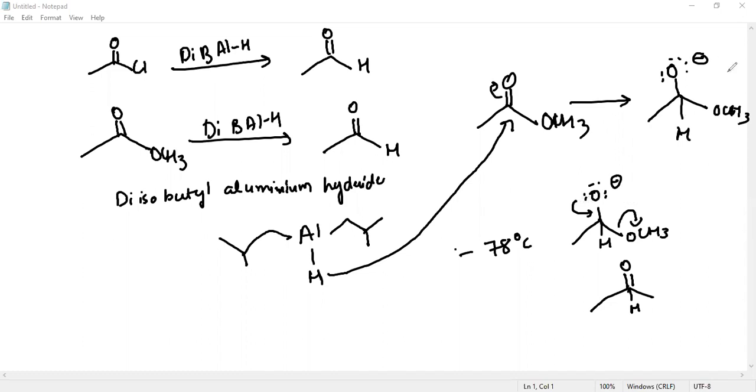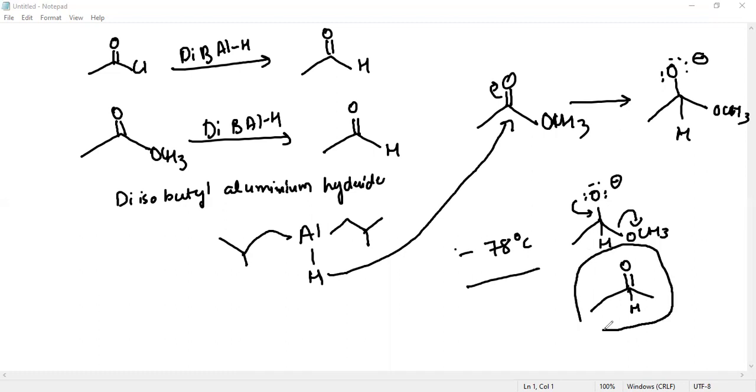When you get this intermediate, it is stable at minus 78 degrees Celsius. The temperature has to be very, very low. Otherwise, what will happen? This will not be stable. So this will push down, and this will be kicked out, because you do know that OCH3 is a good leaving group. So you'll be left with this aldehyde over here.